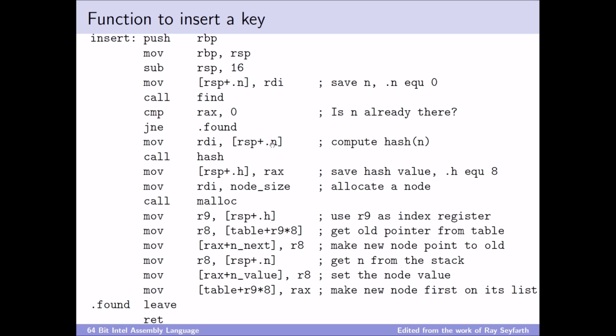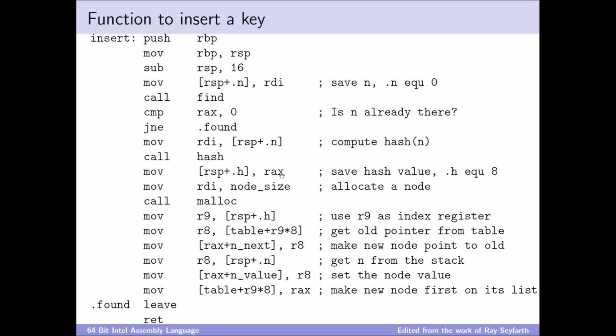First things first is we're going to retrieve our value or our key from our stack-based storage and move it into RDI. And then we're going to call hash on it. So obviously the first parameter for our function is RDI. So we've loaded RDI with the key. We're going to call hash. Hash will return our answer to us in RAX.